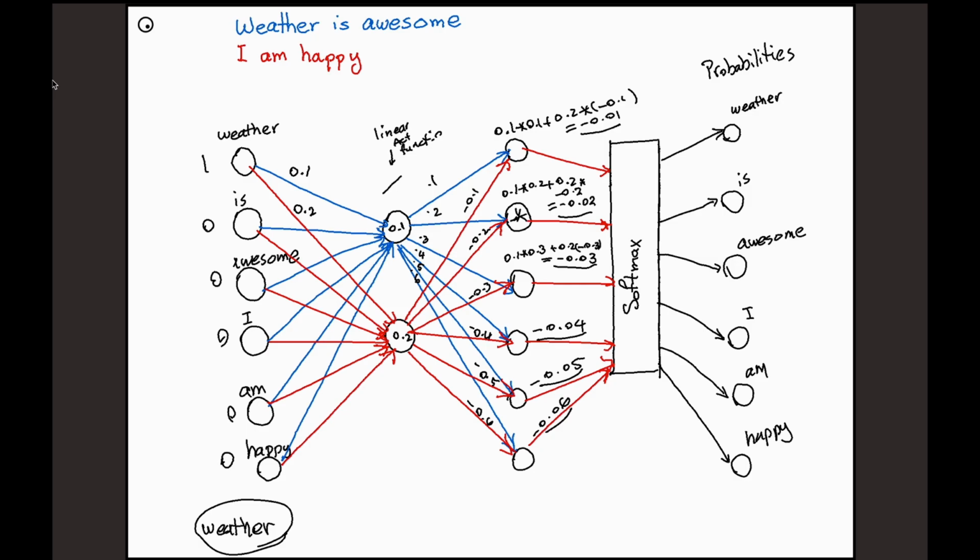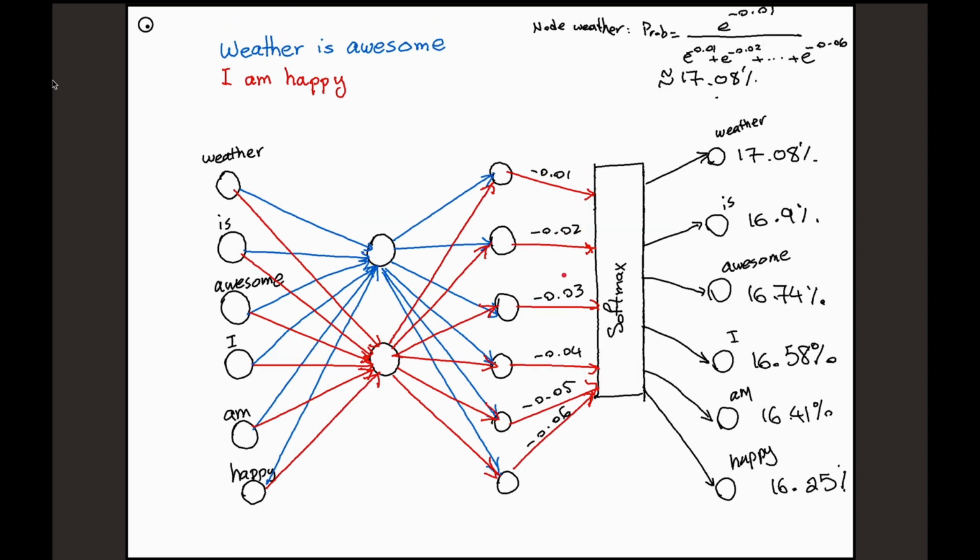And in the very first lecture, we mentioned that when you have these cases, you can pass them through a softmax function to ensure you generate probabilities. So that's what we do now. This was negative 0.01, negative 0.02, and so on. And so we input it into softmax. So for node weather, the softmax, for those of you who have forgotten, will be the exponent of that node divided by the exponent of that node plus the exponent of everything else.